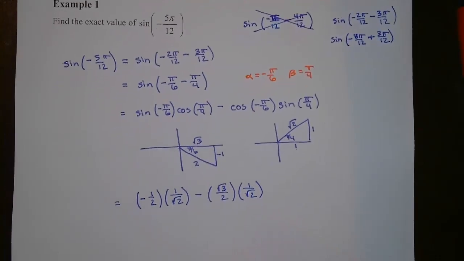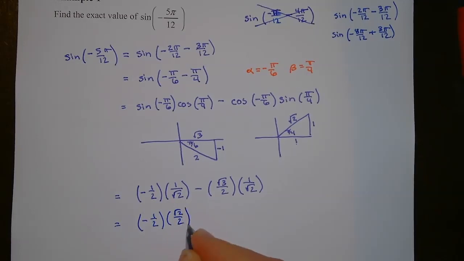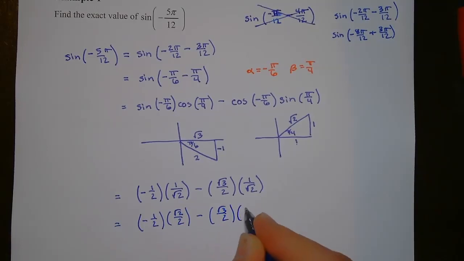Okay, so now from here you have a couple options, okay? You could go ahead and multiply and you'd have a common denominator. I think it's easier if we simplify these two square roots first. So what does 1 over the square root of 2 simplify to? We should know this automatically, right, from the inverse trig functions. 1 over the square root of 2 is equivalent to square root of 2 over 2. So I just think it's easier if we do that first. So negative 1/2 times the square root of 2 over 2, minus the square root of 3 over 2 times the square root of 2 over 2.